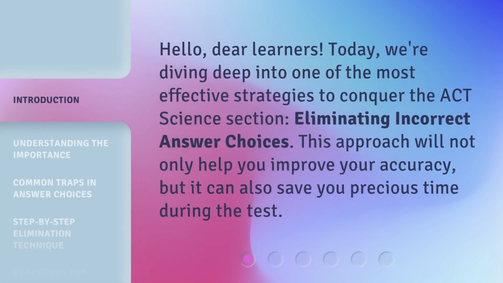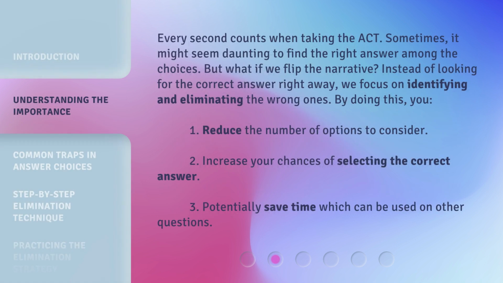Hello, dear learners. Today, we're diving deep into one of the most effective strategies to conquer the ACT Science section: eliminating incorrect answer choices. This approach will not only help you improve your accuracy, but it can also save you precious time during the test. Every second counts when taking the ACT.